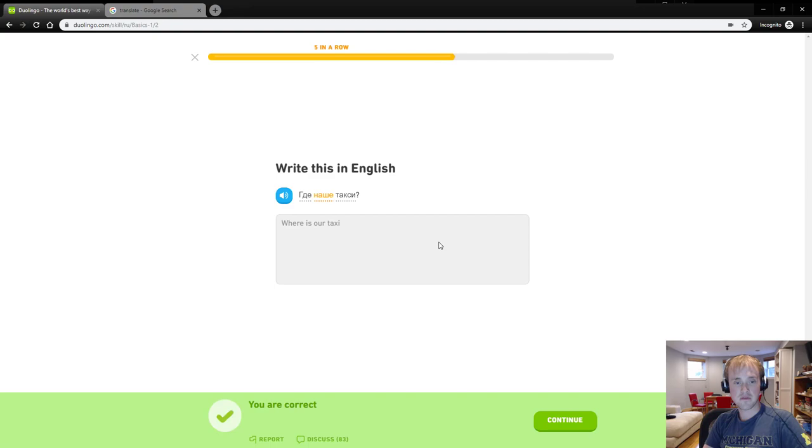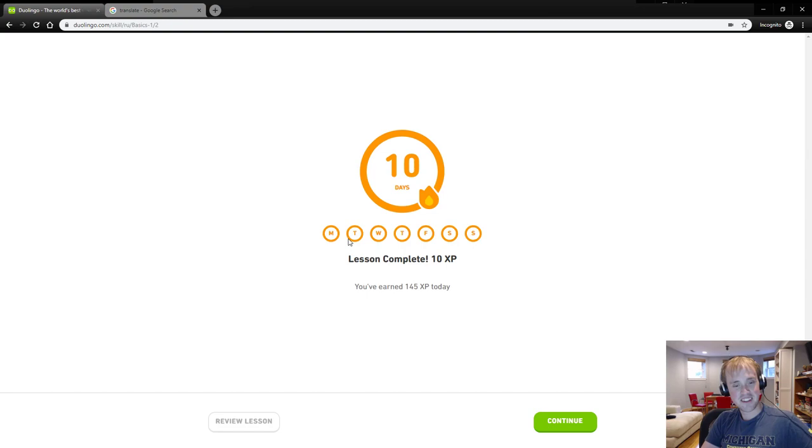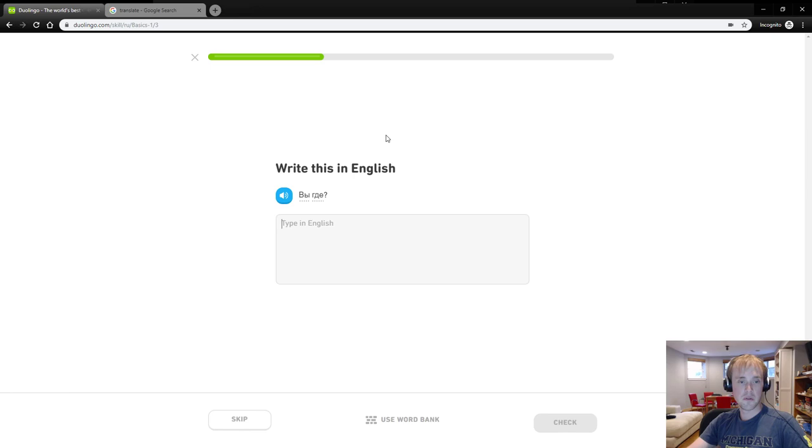Том ест борщ. Tom is eating borscht. No, that's not the borscht soup. That's the other word. Борщ. No, it is borscht. Tom is eating borscht. Мама и папа. Mom and dad. Buy some vodka. Девочка. Хлеб. Вы где? Who are you? Where are you? Нет, она не здесь.